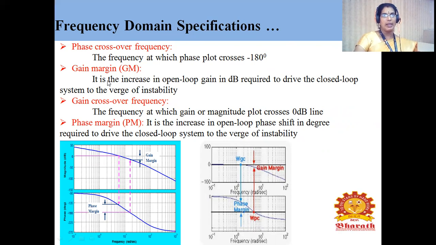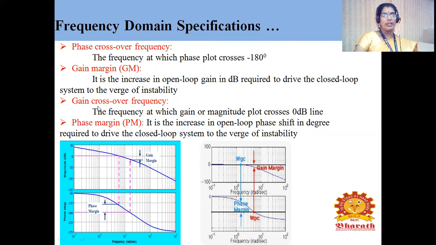Gain margin is the increase in open loop gain in decibels required to drive the closed loop system to the verge of instability. See, now this is the 0 dB line. Where this 180 degree line cuts the phase curve, from there we extend up to the magnitude curve. The difference between the 0 dB line and the magnitude plot is nothing but the gain margin.